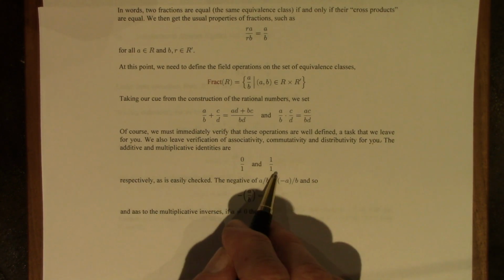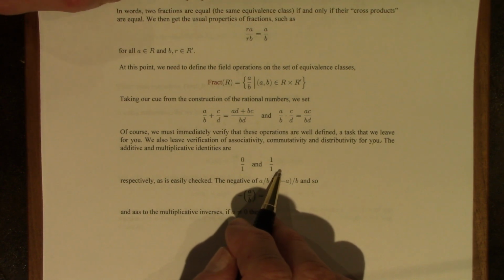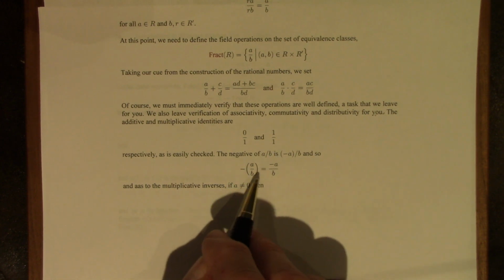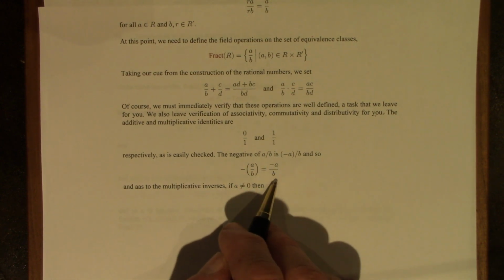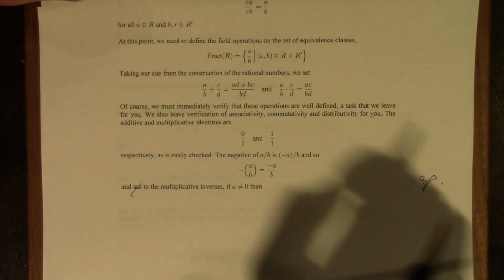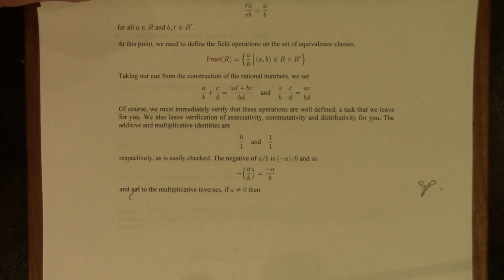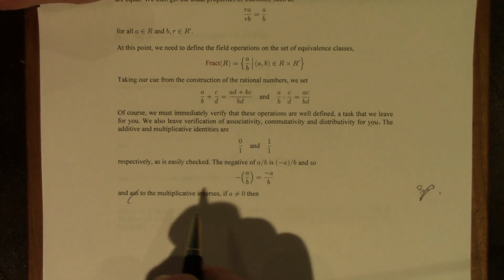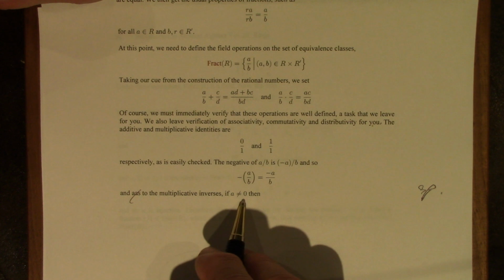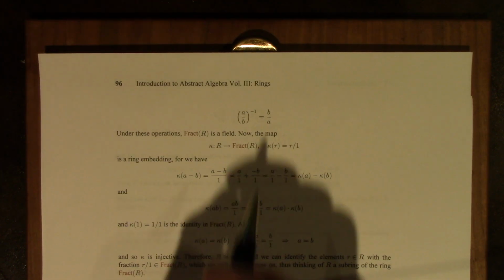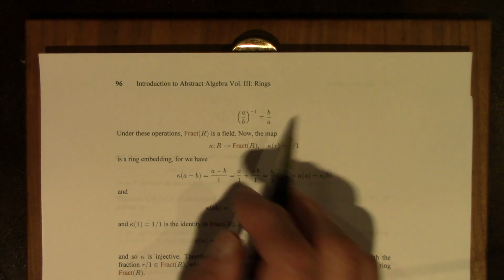The additive and multiplicative inverses look like this. The negative of A over B is negative A over B. There's some spelling errors. All this will be fixed by the time I post the book for sale on my website. And as to multiplicative inverses, if A, the numerator, is not 0, then the inverse of A over B is B over A.